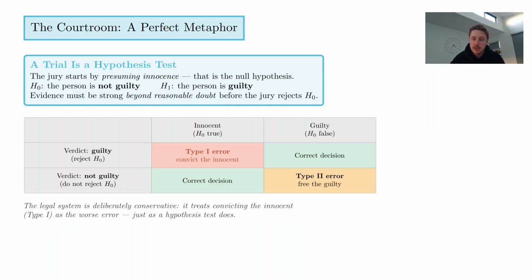And the legal system is deliberately conservative. It treats convicting the innocent, a type 1 error, as a worse error. And so that's what we're going to look at today in terms of hypothesis tests as well, because that's something that we can set in a courtroom. The evidence must be beyond a reasonable doubt before the jury rejects the null hypothesis. The null hypothesis being that the person is not guilty. The alternative hypothesis is that the person is guilty.